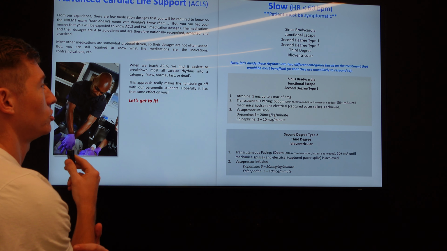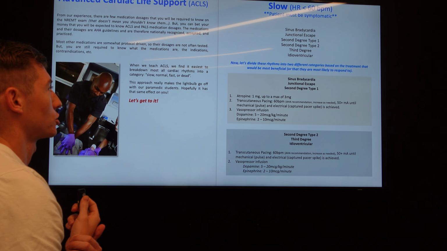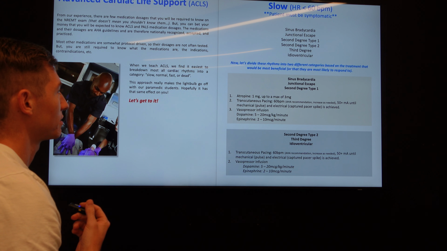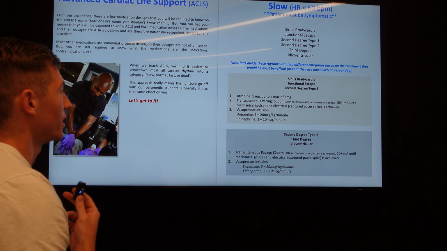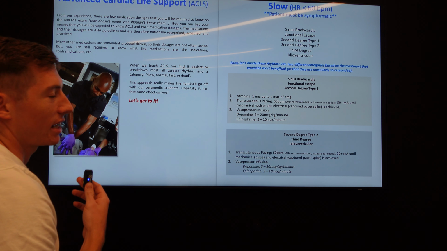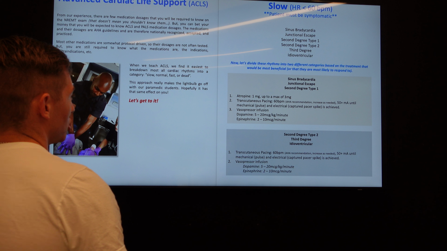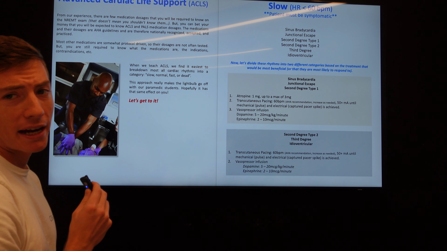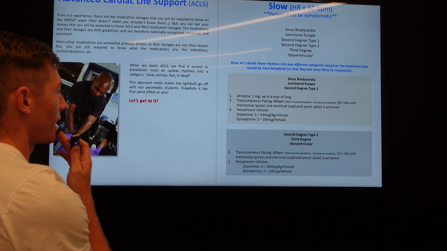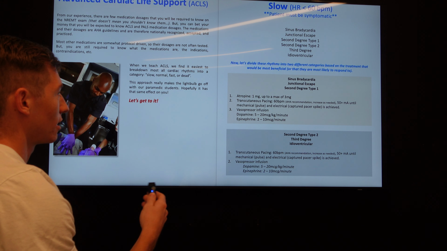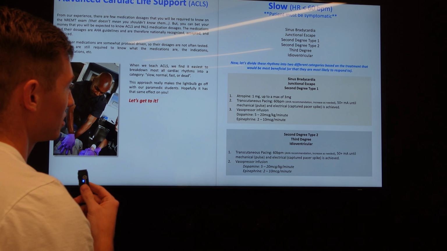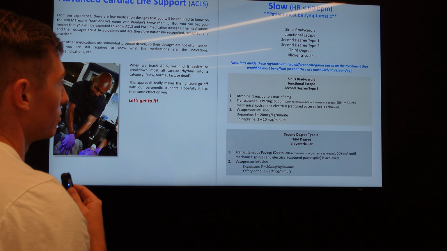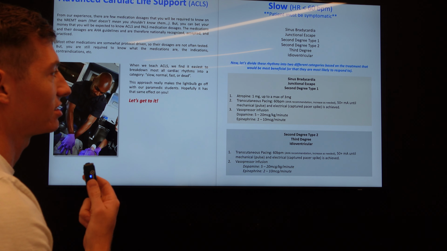So let's divide them into two different categories based on treatment that would be most beneficial. So we have sinus bradycardia, junctional escape, and second degree type 1. If it is any of these, we're going to give atropine, 1 milligram, up to a max of 3 milligrams of atropine. If they are unstable, we're going to skip to electricity, and that would be transcutaneous pacing of 60 beats per minute minimum. AHA recommendation, increase is needed.